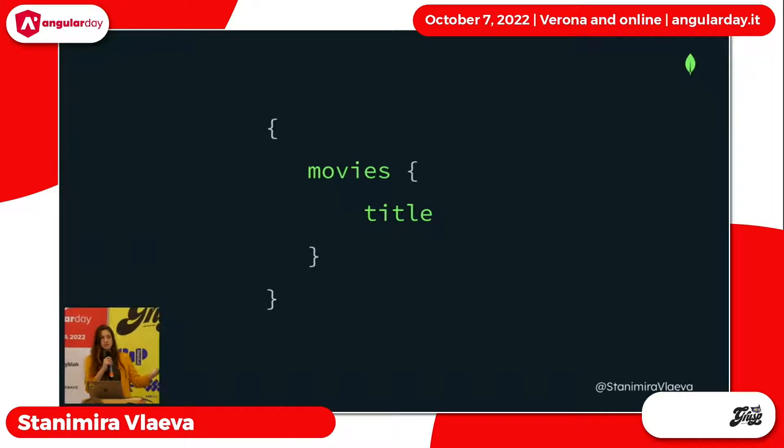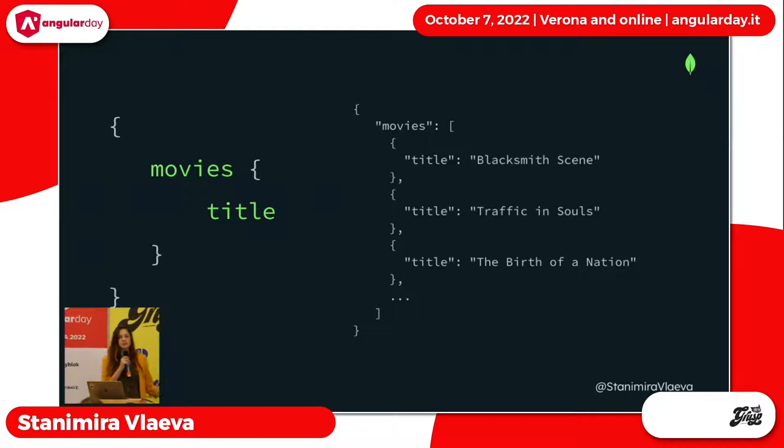So with this operation, we describe to the API that we want to get the movies from the database, and we want to get only the title field for every movie. And the GraphQL API is going to respond with exactly the data that we need without anything extra that we don't really need. We're going to get an array of movies, and we're going to have only the title field for each of them.